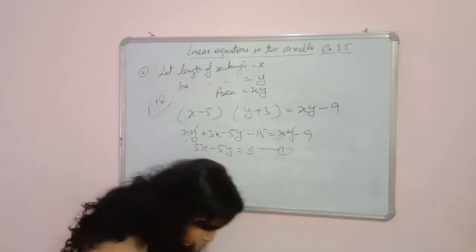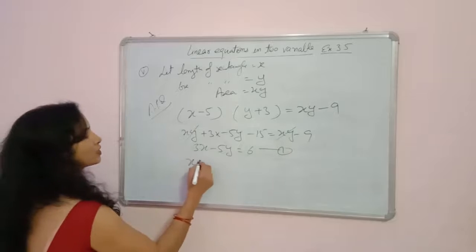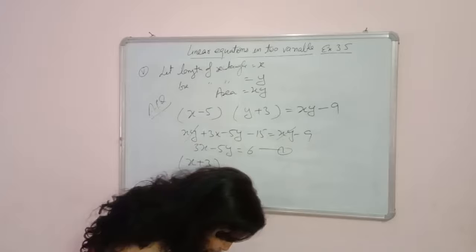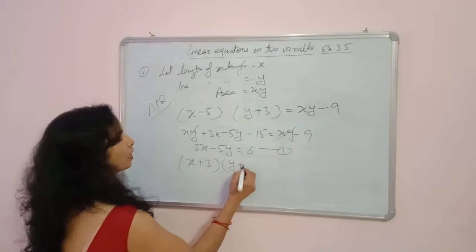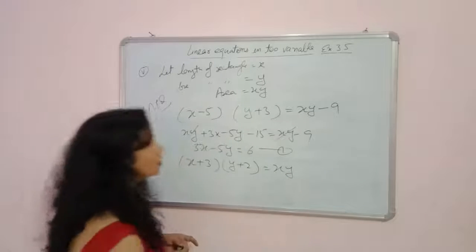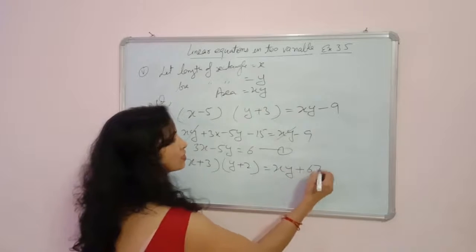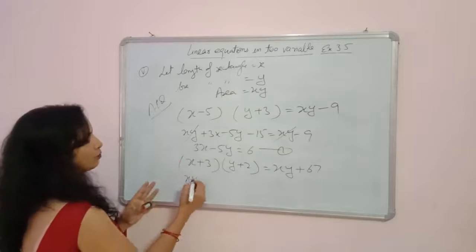Now according to the question, we increase the length by 3, so the length is x plus 3, and the breadth by 2, so the breadth is y plus 2. The area is increased by 67 square units. So what is the new area? xy plus 67.